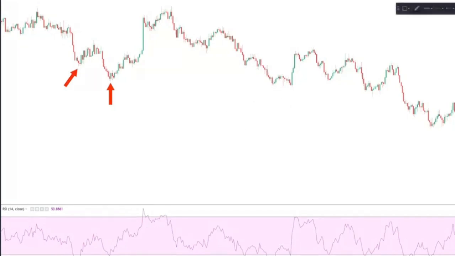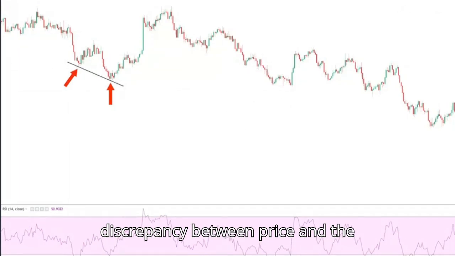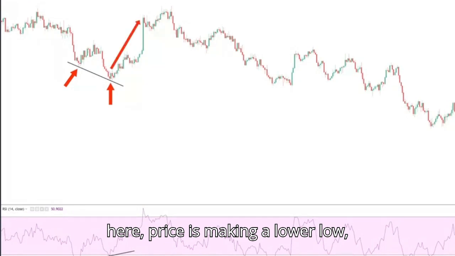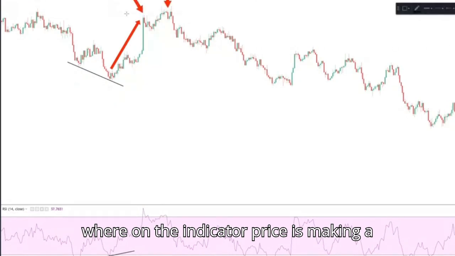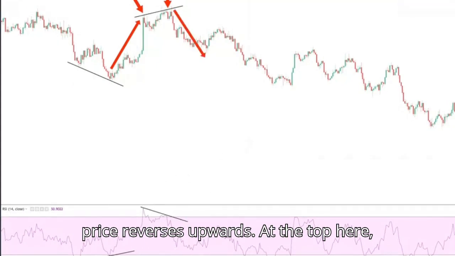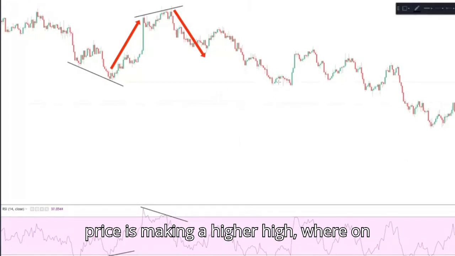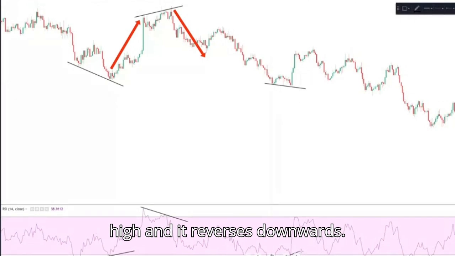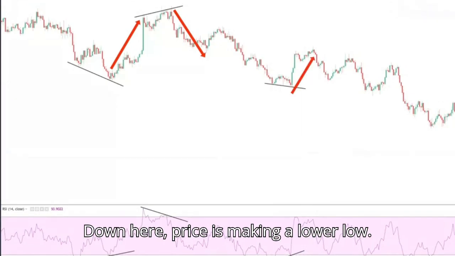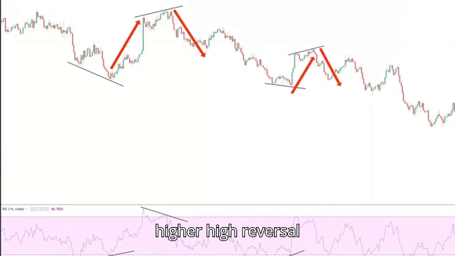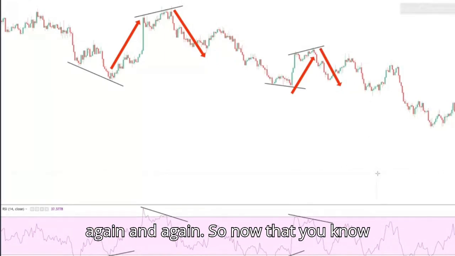So we figured out a way to use it in a discretionary fashion, which is through divergence, but not in the way you think. Divergence is when there is a discrepancy between price and the indicator. At these two points here, price is making a lower low, where on the indicator it is making a higher low. And then, as you can see, price reverses upwards. At the top here, price is making a higher high, where on the indicator it is making a lower high, and it reverses downwards. Down here, price is making a lower low, where on the indicator it is making a higher low. Reversal, again and again.